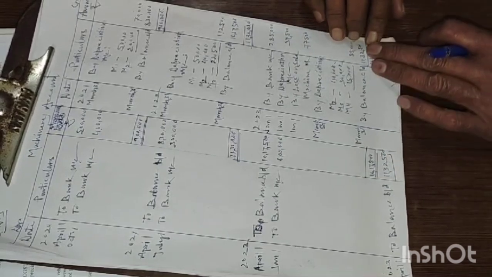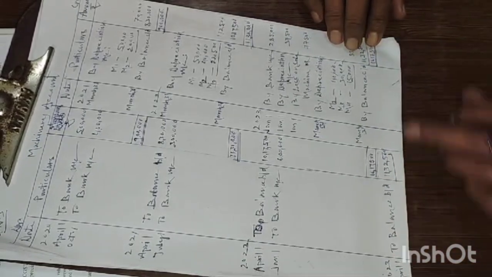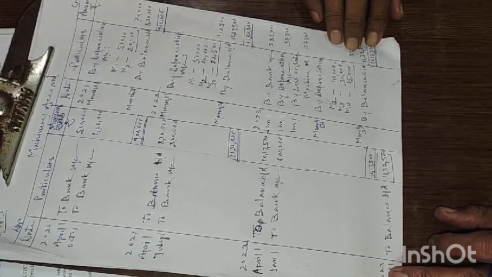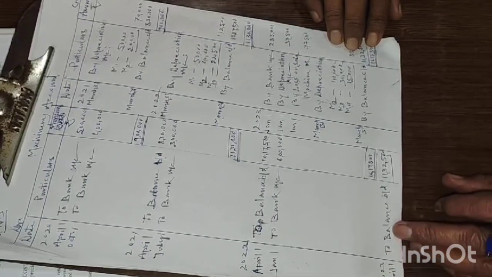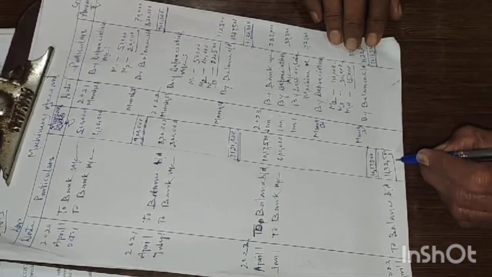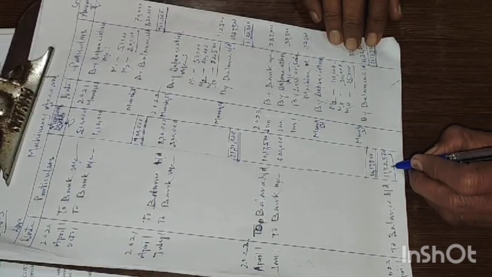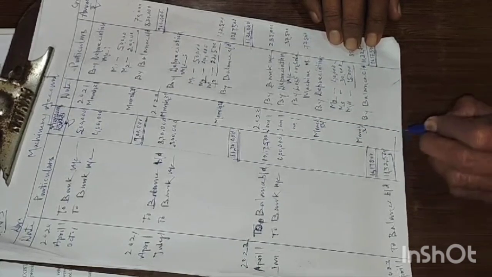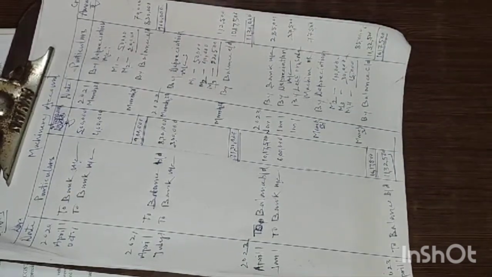Now balance transferred in the next year. I have transferred here on 2023 April 1st, to balance BD. The balance is here 11,32,500. In this way, the question is solved.